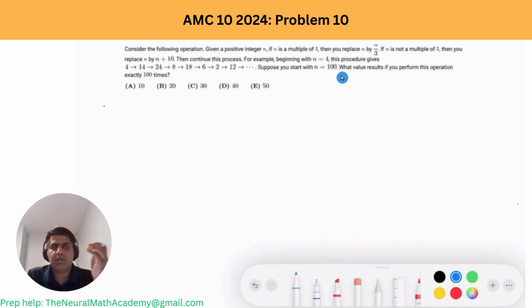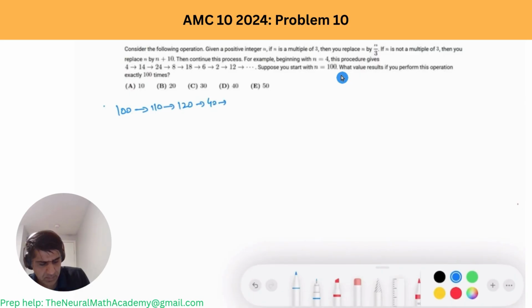For such problems, we don't need to perform the operation 100 times because it is very time consuming. So what we do is find a pattern, and based on that we find the value. The number that we start with is 100, and since it is not a multiple of 3, I will add 10 and add 10 again, and now I divide it by 3, add 10 again, add 10 again, and it becomes 30.